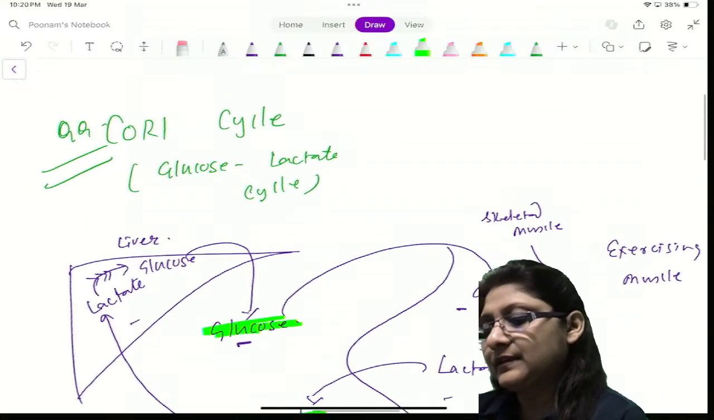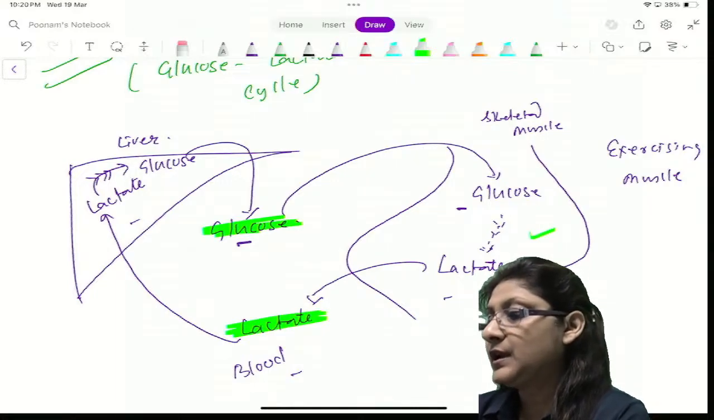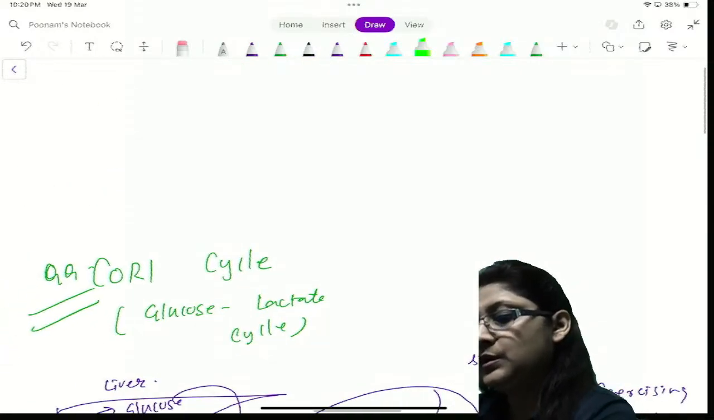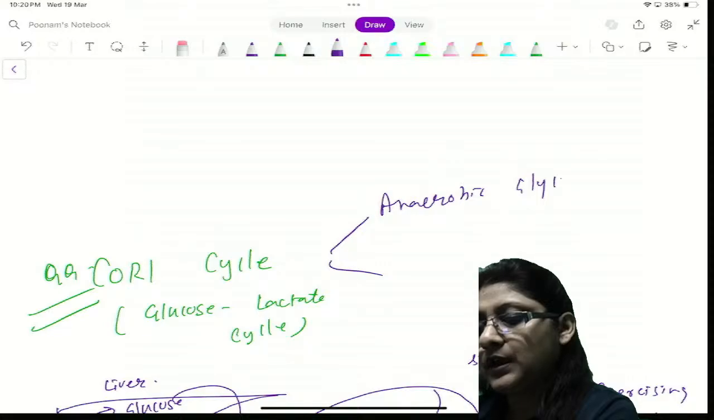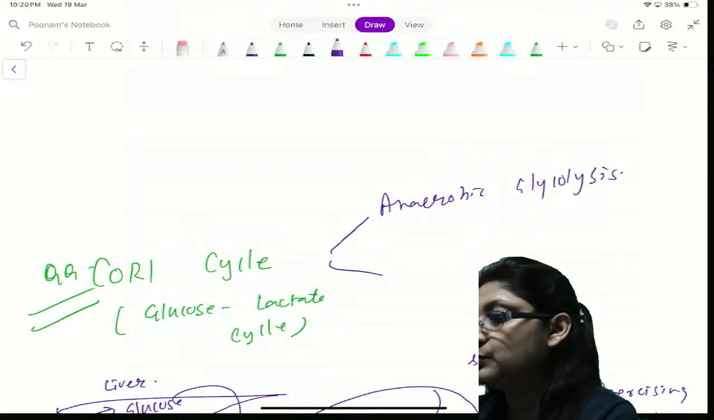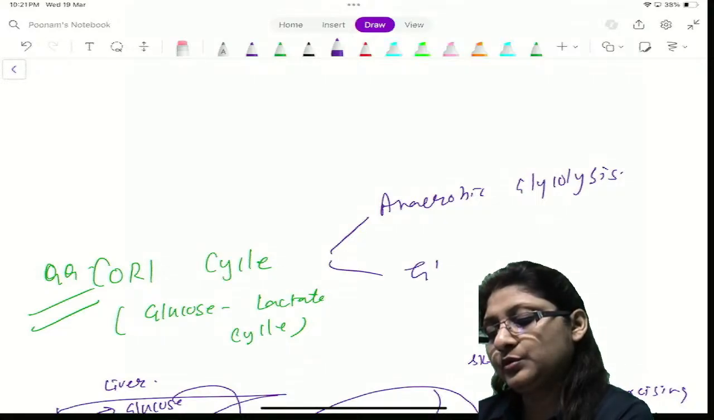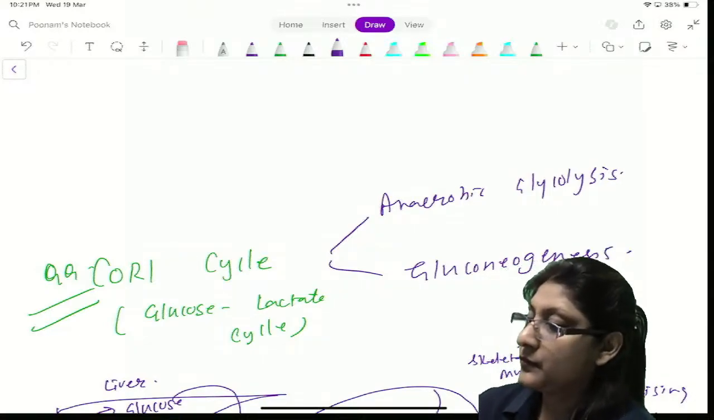So in this Cori cycle, the two pathways which are involved are, number one, the anaerobic glycolysis, and number two, the gluconeogenesis. Yes, the two arms of this Cori cycle are anaerobic glycolysis, and number two, you have the gluconeogenesis, right?